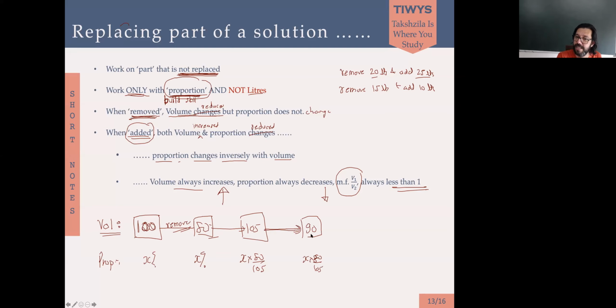I've already done that. You remove, only the volume will reduce. You add 10 liters, it became 100. Another multiplying factor of proportion reduces. But remember, all this is done on the no change part. So add 10 liters of water. So this will be milk.